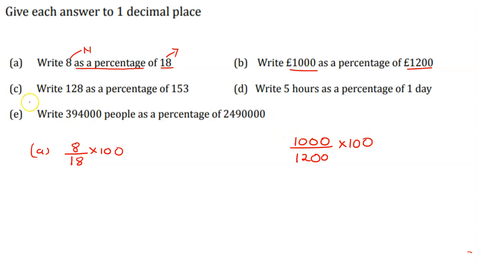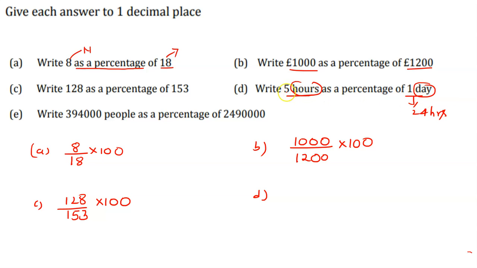Similarly, C part will be 128 as a percentage of 153. So 128 divided by 153 times 100. And D part is 5 hours and 1 day. Because the unit is hours and the other is day, they have to be the same. So 1 day is 24 hours. You need to find 5 hours as a percentage of 24 hours. So it should be 5 over 24 times 100.